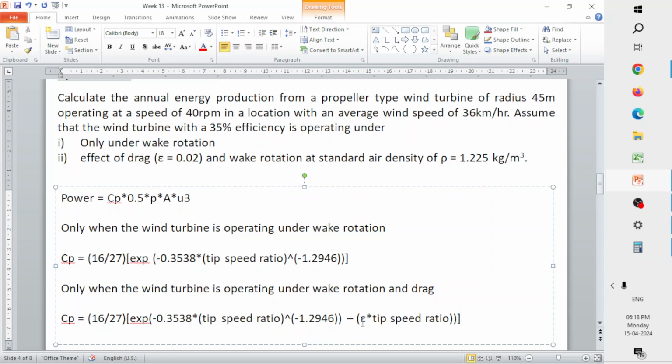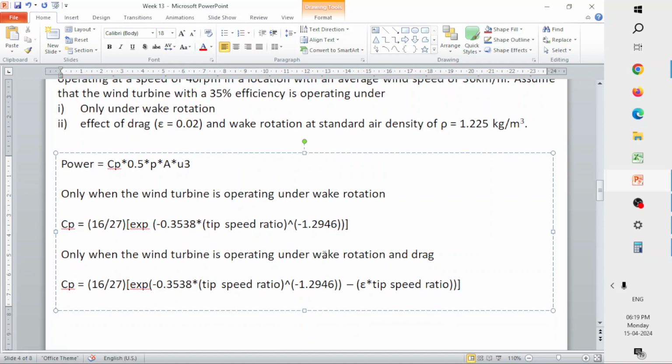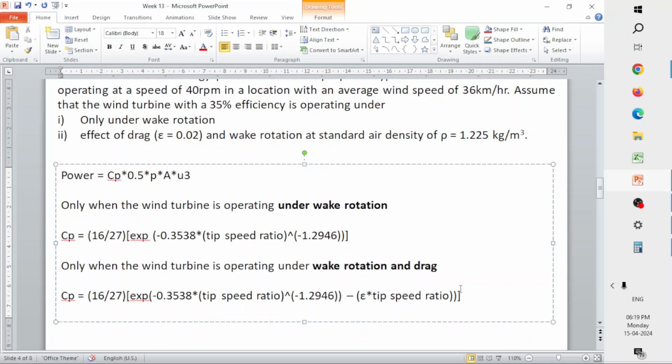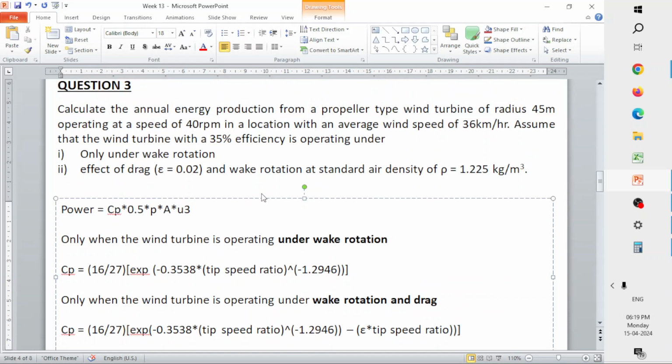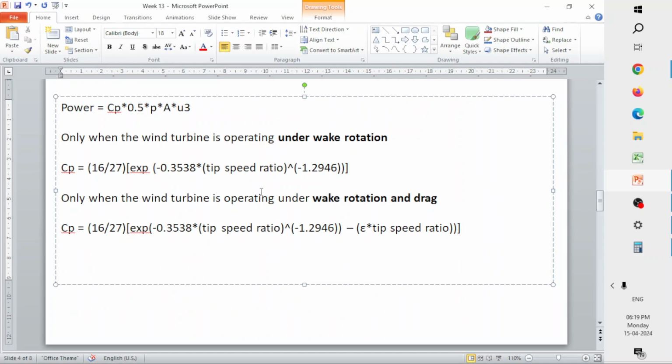So this is the correlation if you are taking both the wake rotation and drag into picture, and this is the correlation if you are only taking your wake rotation into account. So based on this you are supposed to calculate the value of Cp. Once you know the value of Cp, it is just about substitution, and then you multiply whatever power you get with your wind turbine efficiency, which is given as 0.35, to calculate your annual energy production. So let's just calculate this.